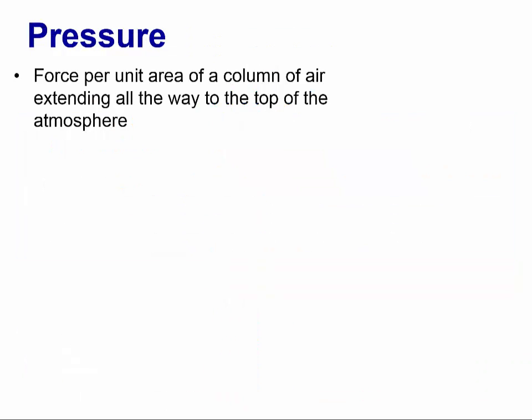Atmospheric pressure can be defined as the force per unit area of an air column that extends from the surface all the way to the top of the atmosphere. Now that's a bunch of fancy words. We're really saying atmospheric pressure is the weight of the air above us.